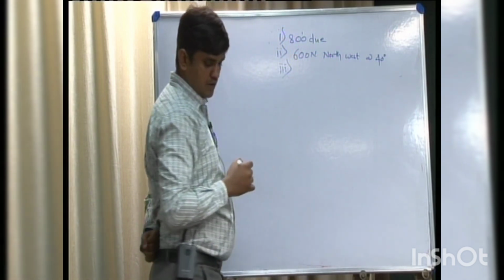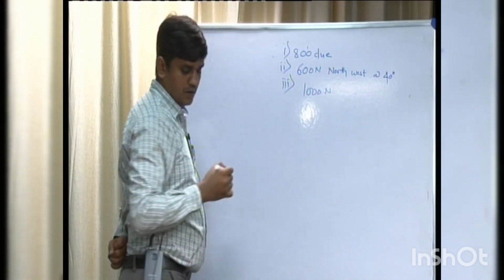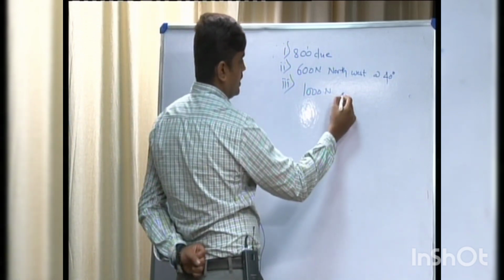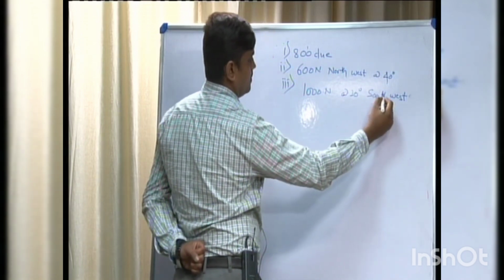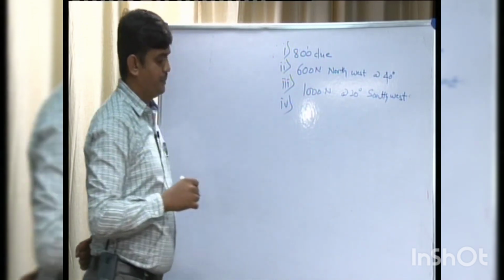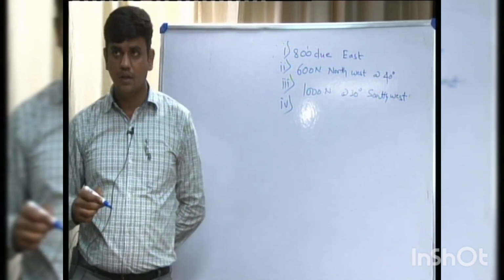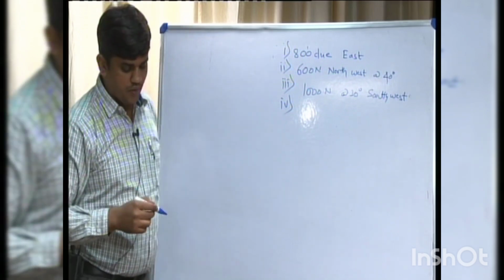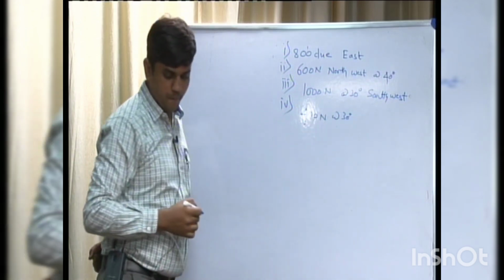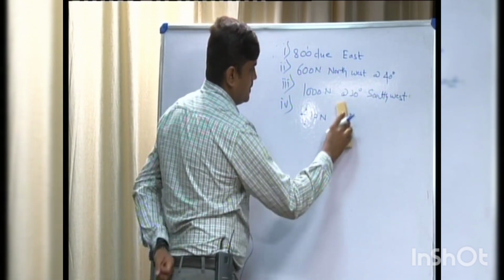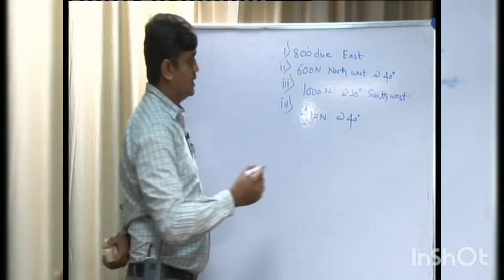Third one is 1000 Newton at 30 degree southwest, and the fourth one is 400 Newton at 40 degree east north, that is with respect to east.